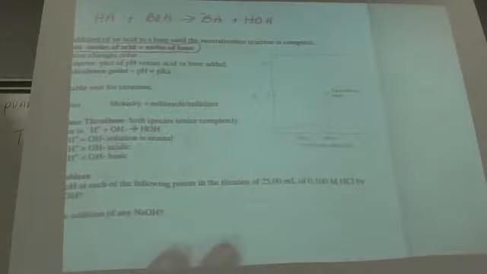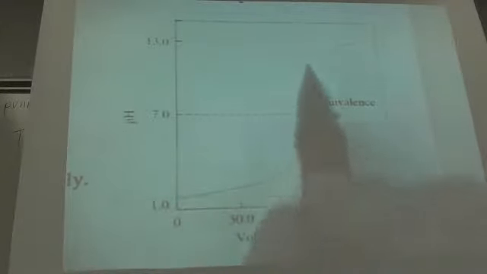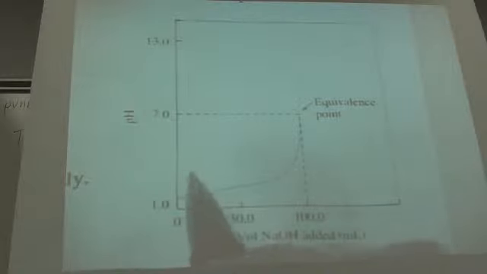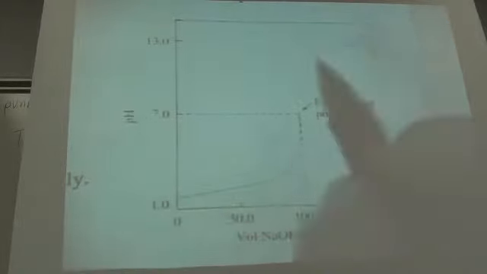Let's look at this graph. All right. This graph shows the titration of a strong acid with a strong base. How did I know it was a strong acid? Because the initial pH was very low. Okay. And I added gradually more and more NaOH until I hit this portion of the curve.